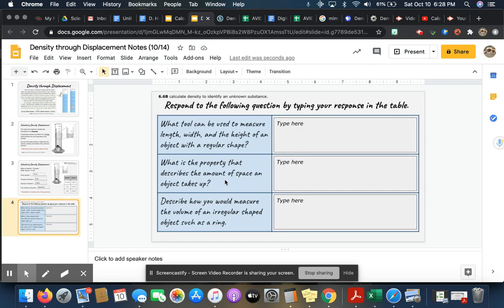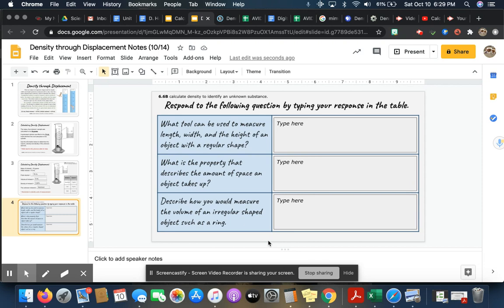What is the property that describes the amount of space an object takes? And describe how you would measure the volume of an irregular shaped object such as a ring. So I want you to write your responses here. We're not going to write those responses together. I want to make sure that you're understanding what you have read and learned today.